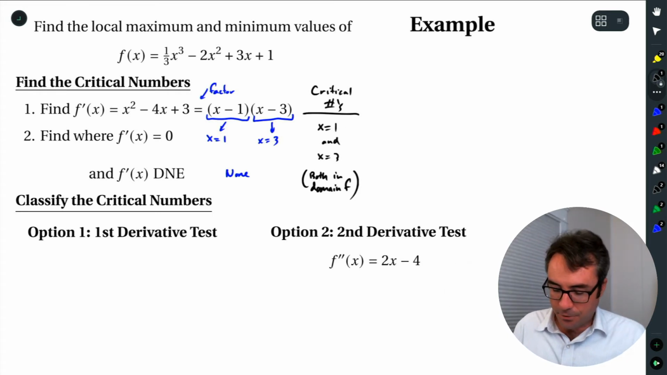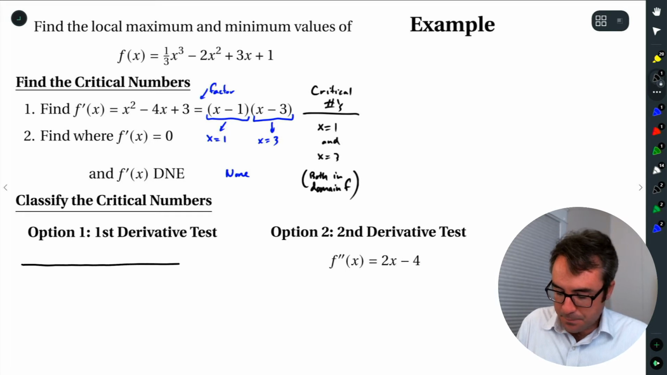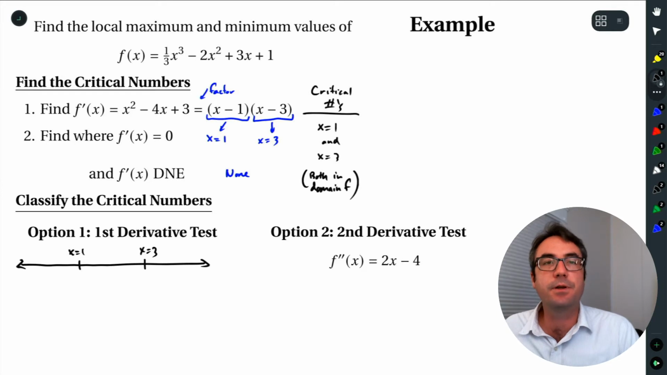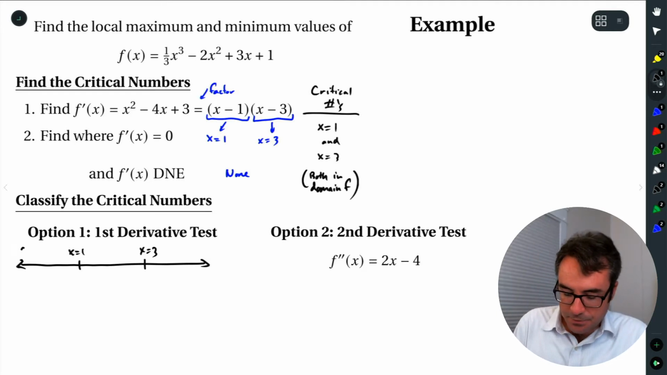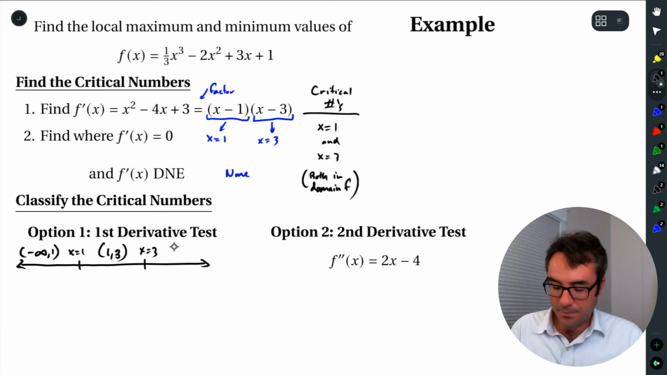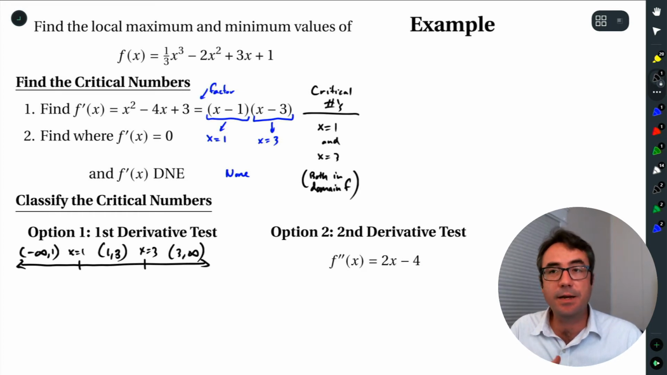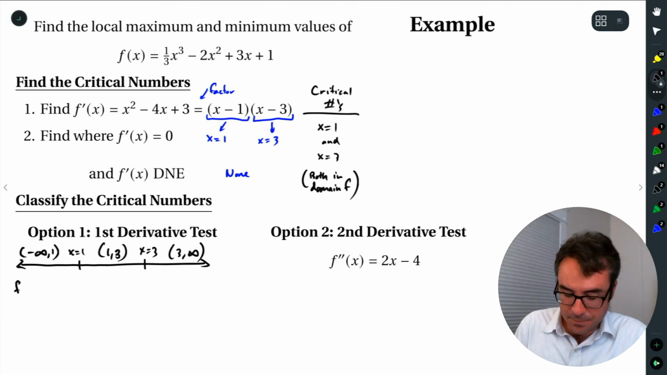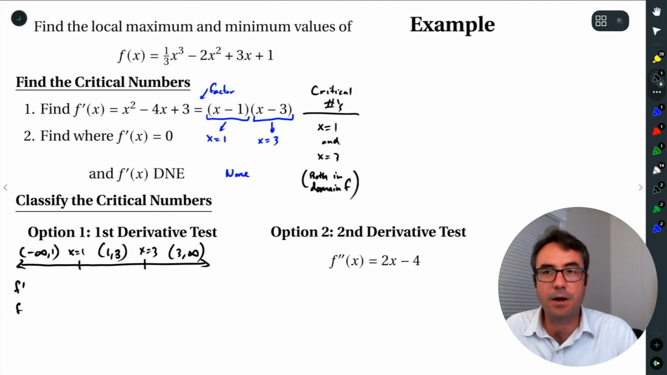All right, so we found our critical numbers. We would draw in our number line and plot x equals 1 and x equals 3, our critical numbers. This is just like what we would be doing for intervals of increase and decrease. This splits up our number line into 3 intervals: minus infinity to 1, 1 to 3, and then 3 to infinity. Then we'd look at the sign of f prime on each of those intervals and see what that tells us about our original function f.